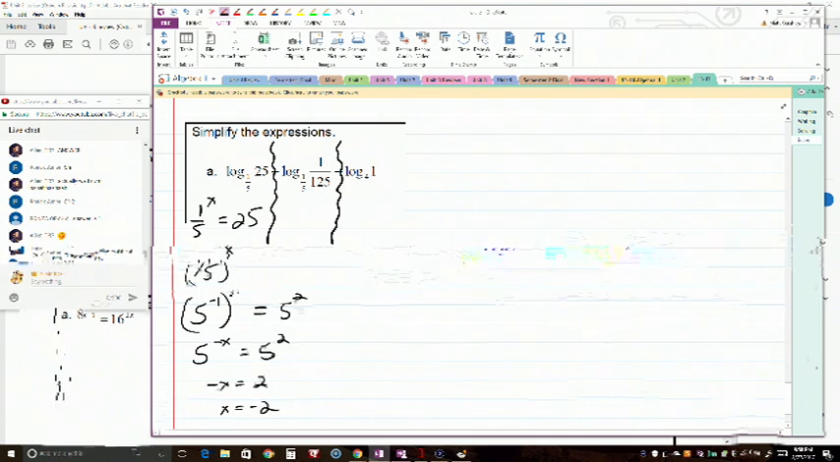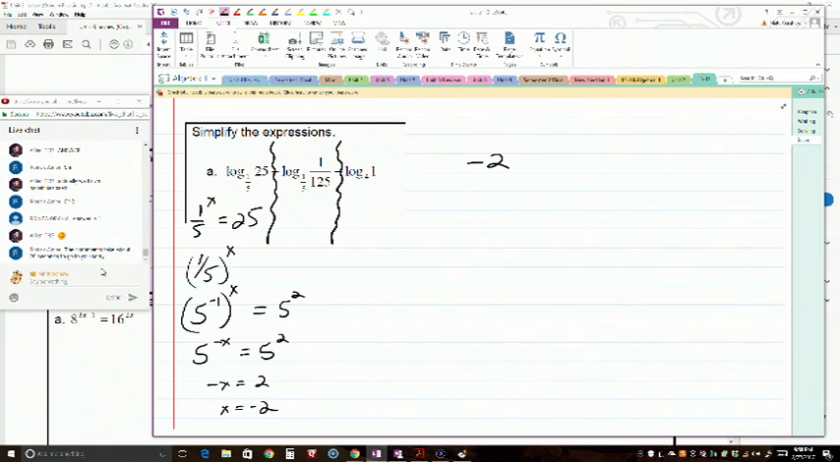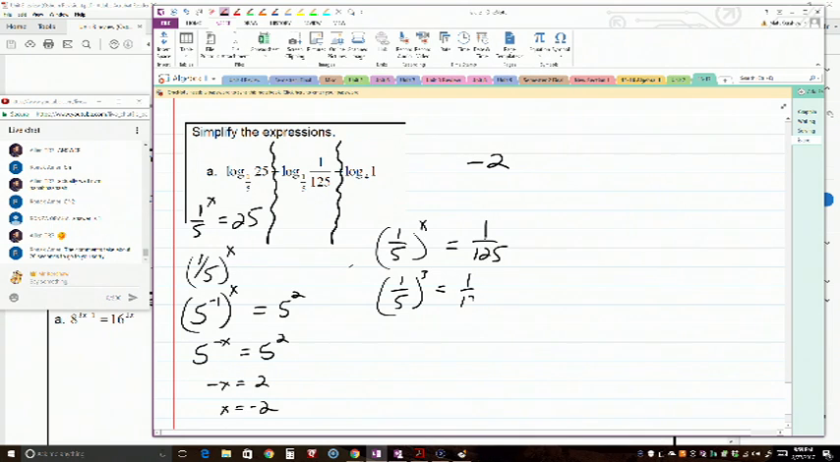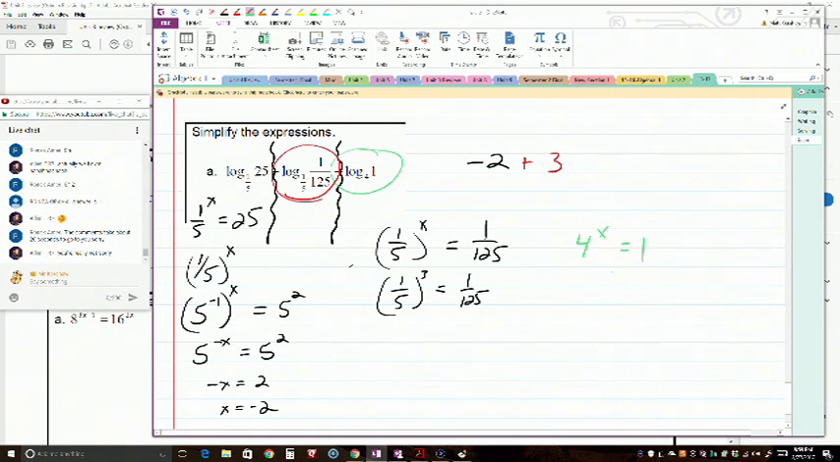So this first part, and so here the 1/5 to what power is 25? Well, 1/5 to what power equals 1 over here. So 1/5 to the x equals 125. So now I don't need the negative. I just need this to be 1/5 cubed equals 125. This is -2. We'll do this one in red. So this, and then this one here, to what power equals 1. And so 4 to the power of 0. So this would be x equals 0. You get -2 plus 3 equals 1.